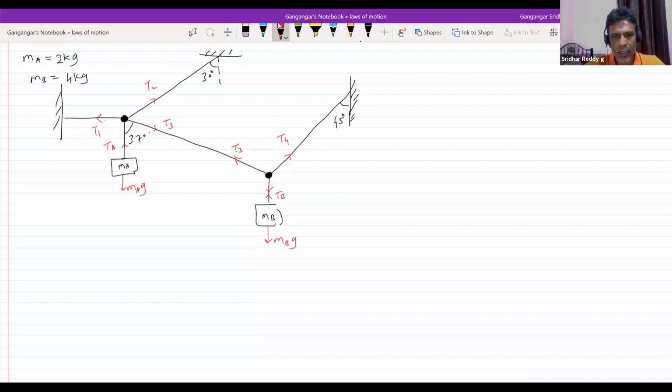So here this angle will be 45. And this angle is what? 37. Along x-axis, T3 sine 37 should be equal to T4 sine 45. So this is junction A, and you write this as junction B. We'll begin with junction B.